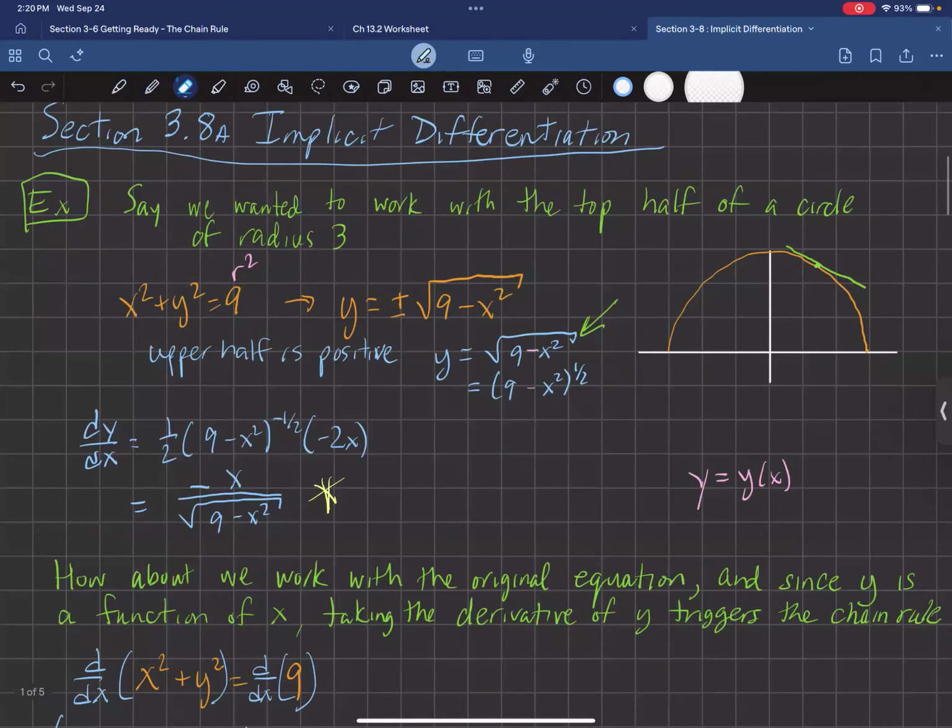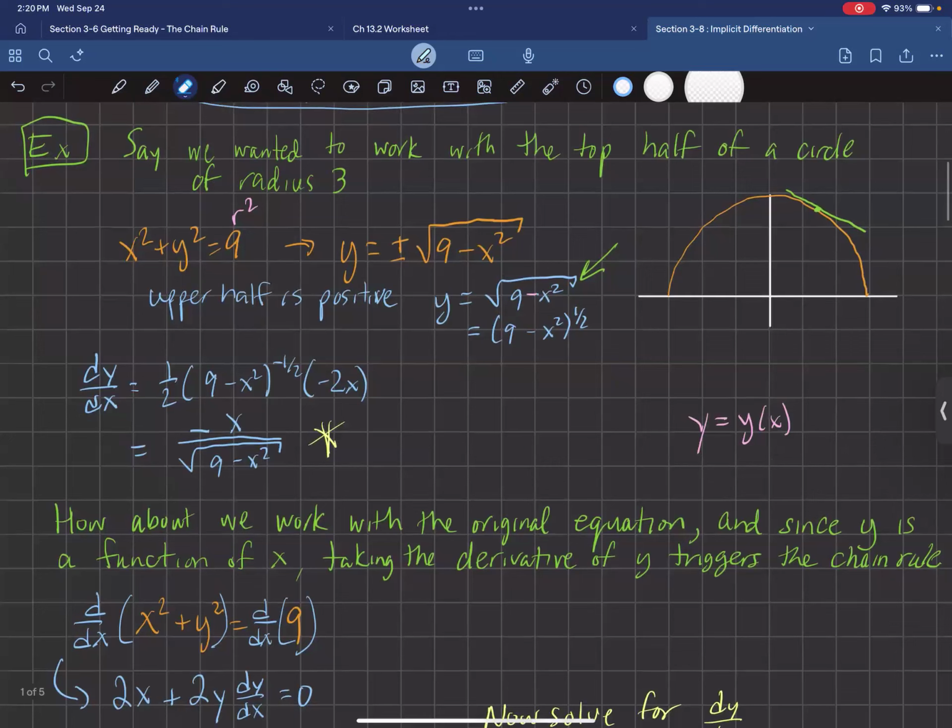So let's say we have x squared plus y squared equals 9. We take the derivative with respect to x of both sides. I get 2x for the derivative of x squared. I get 2y for the derivative of y squared, but by the chain rule, since we take the derivative of y itself, we get dy/dx. The derivative of the right side, the constant, is 0. So we got 2x plus 2y times dy/dx equals 0. We're trying to get dy/dx.